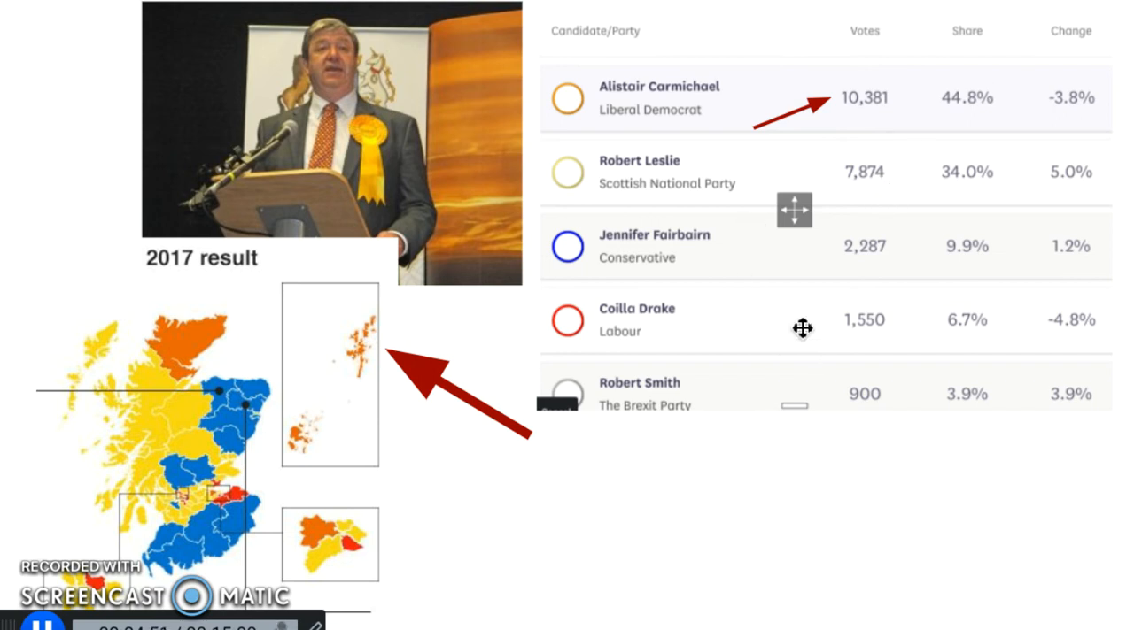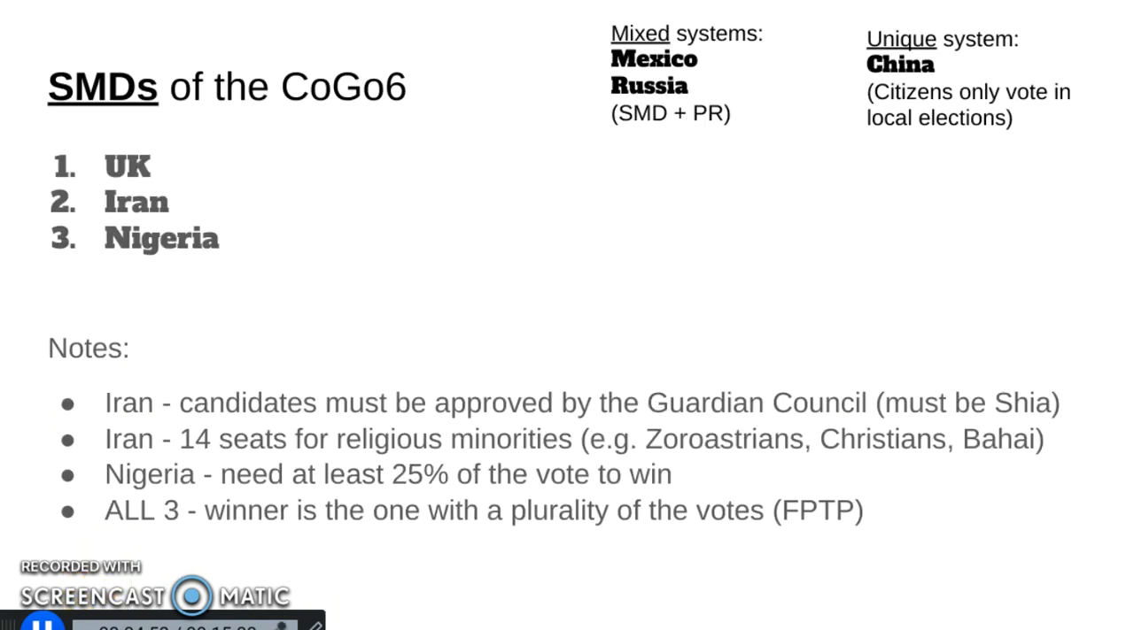If you go to a runoff, he probably would win with a majority. These folks would have to choose. So in the COGO 6, the SMDs are UK, Iran, and Nigeria. The mixed systems that have SMD and proportional representative systems are Mexico and Russia.